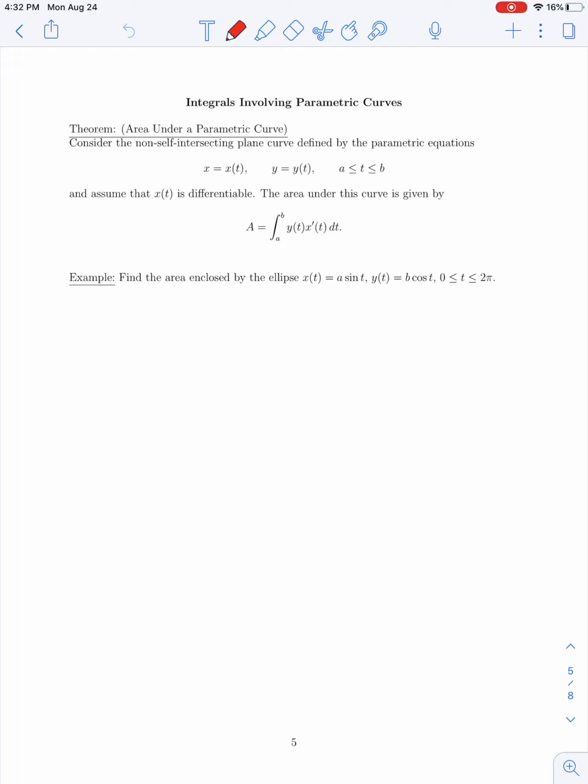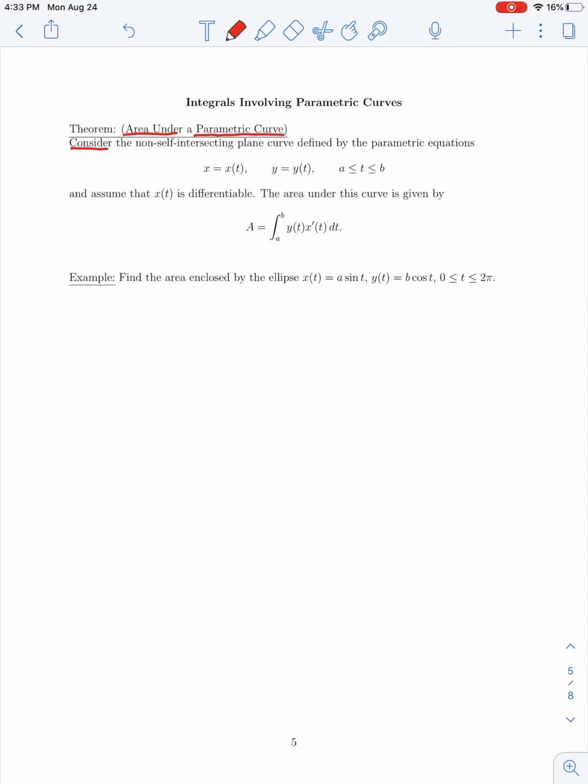In this second part of the section, we're going to talk about some problems involving integration of parametric curves. Let's start by thinking about the question of determining the area that lies under the graph of a parametric curve, which may not necessarily be the graph of a function. So how would we find the area under a parametric curve? Here's how we do it. The following theorem gives us a formula.